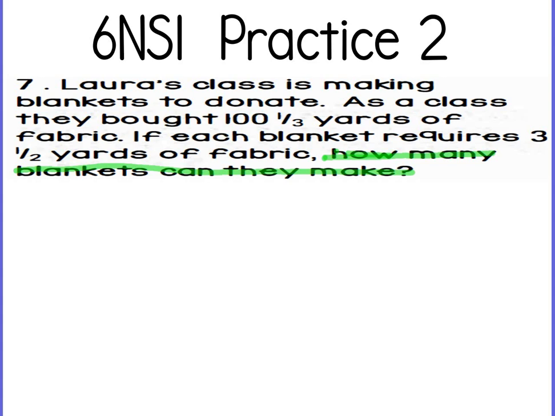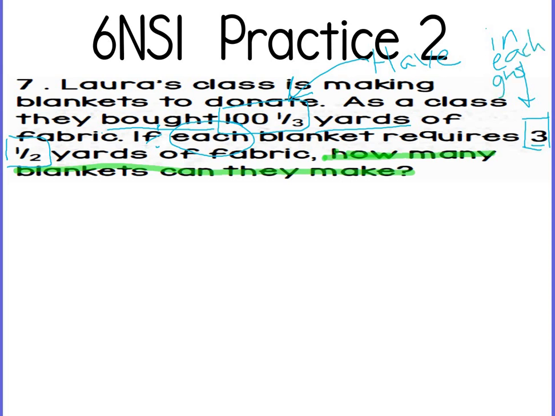All right, so "each" right here is our operation word, and in this case it is telling me to divide. I know that because of the numbers that I have. They bought 100 1/3 yards. "Bought" tells me that's what they have. That's their total. And then 3.5 yards are going into each group. And in this case, our group is 1 blanket.